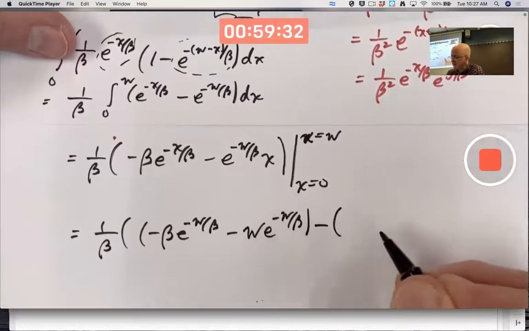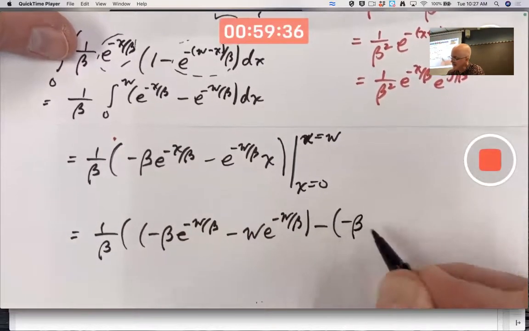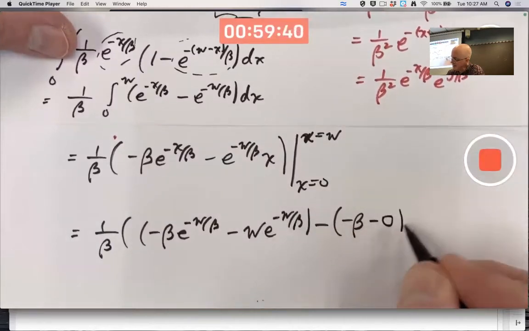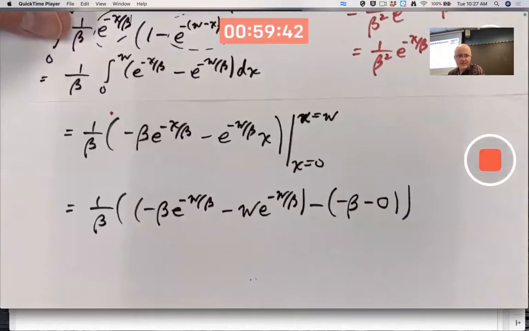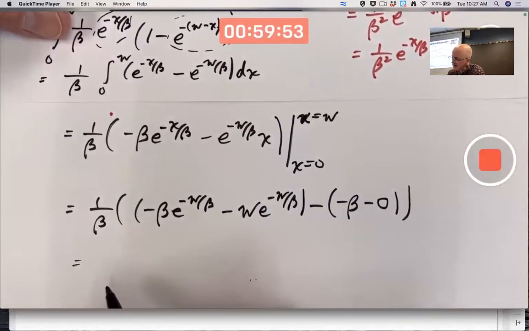Now plug in x equals 0. E to the 0 is 1. You get a negative beta times 1. And that becomes 0. So, boy, have I made a mistake here.